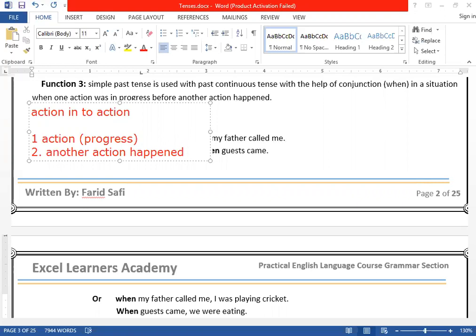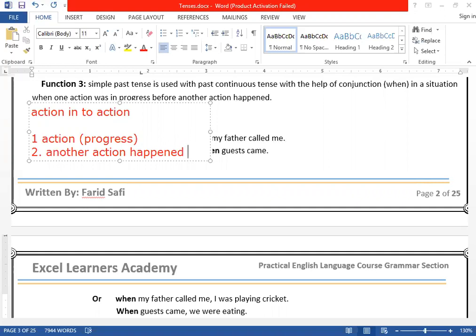मैं नमाज पढ़ रहा था जब आपने कॉल किया. Whatever you want to say. या आप कह रहे कि like मैं सो रहा था clear जब आपने कॉल किया. So this is what one action was in progress when another action happened.